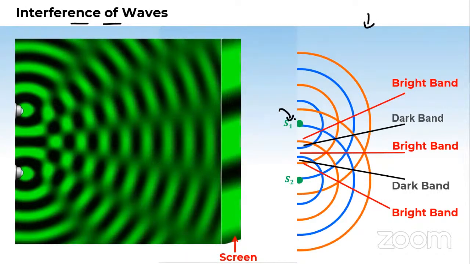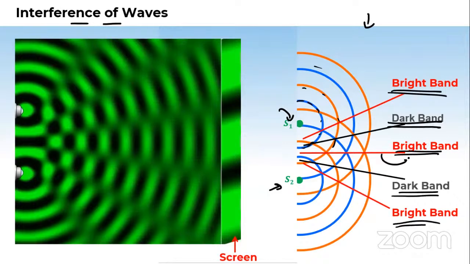Suppose you have this S1 source and this S2 source. When the light waves go like this and interfere at the point, you get either the dark band or the bright band. The central band here is the bright band, maxima. Then comes the dark band, then the bright band, then the dark again and the bright again. Bright spot, dark spot, bright spot, dark spot, and bright spot.